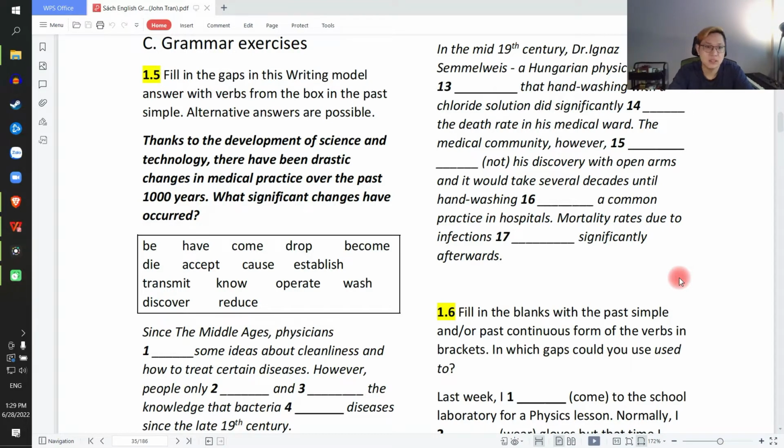Okay, so let's do part C grammar exercises here. 1.5. Fill in the gaps in this writing model answer with verbs from the box in the past simple. And of course, alternative answers are possible because you have so many verbs here, and there are 17 places you can put them in. So there can be alternative answers as well.